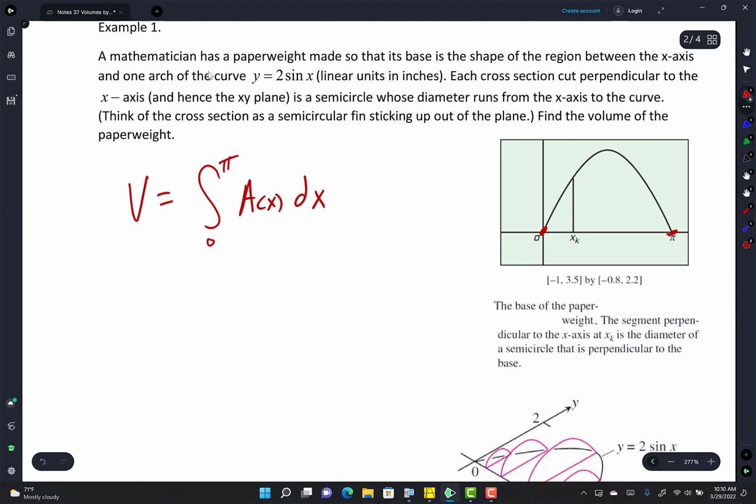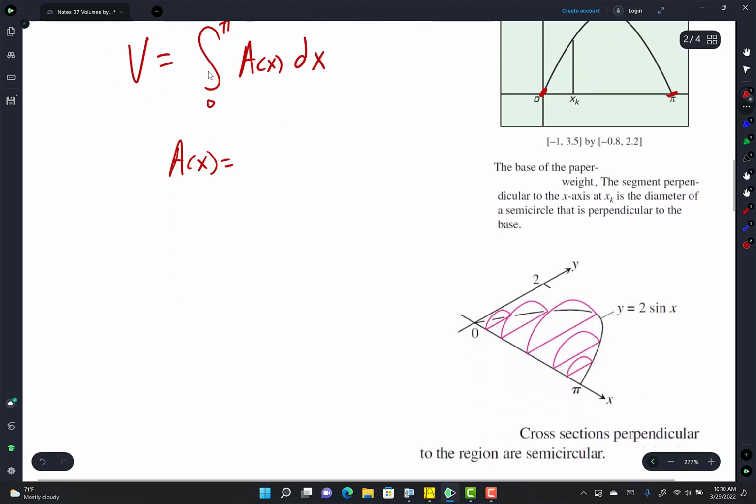Now, they're all semicircles, right? So, how do we figure this out? What is my A of x? That's the hard part. What is the area of this common cross section? Oh, look, here it is. Here's that semicircle coming out of that board there. Do you guys see that? So first and foremost, you got to know geometry. What is the area of a semicircle? Well, you can say 1/2 pi r squared or pi r squared over 2.